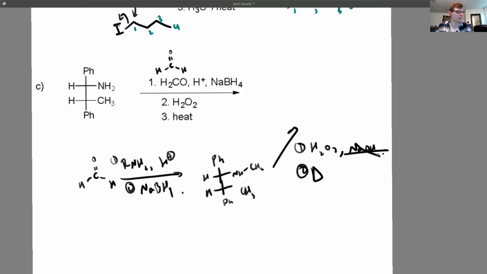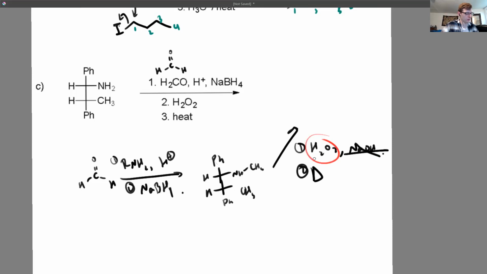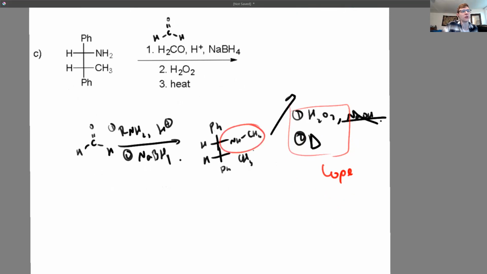Is this just the Cope? Yes, this is Cope. And so because this whole thing is Cope, that means that this is our leaving group. Right? And there's only one hydrogen that we could pull off of, which is this one. So we're going to pull here, take here, and kick this off.